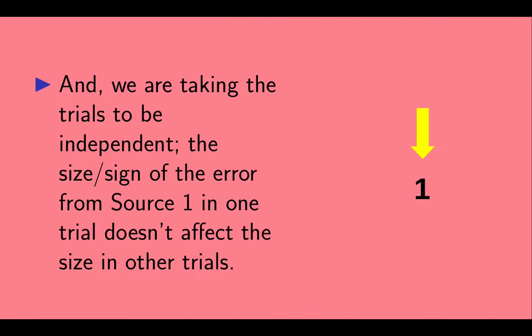And we are taking the trials to be independent. The size and sign of the error from source 1 in one experimental trial doesn't affect the size or sign in the other trials.